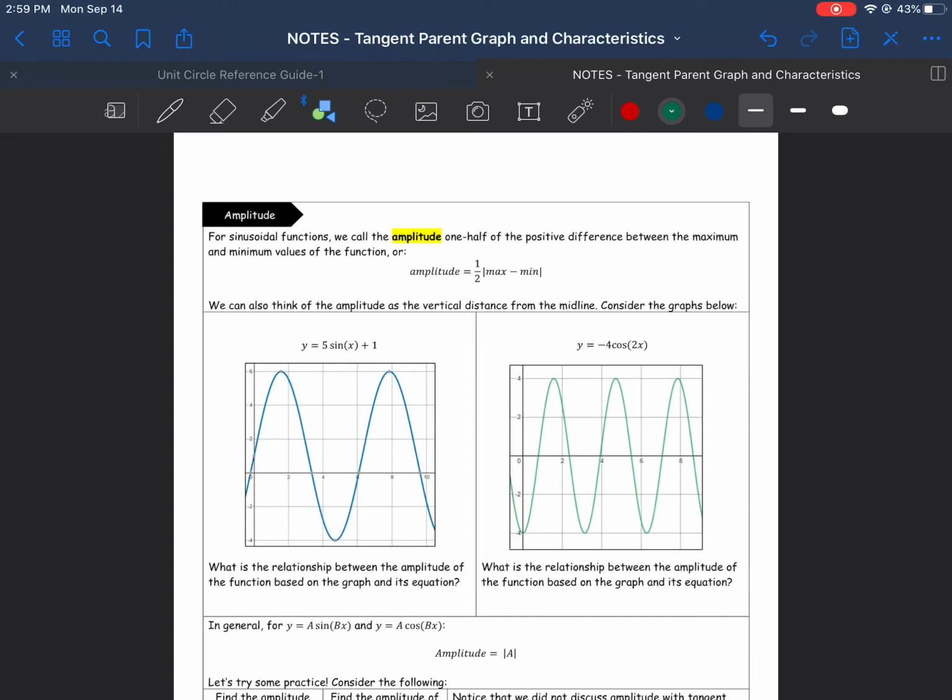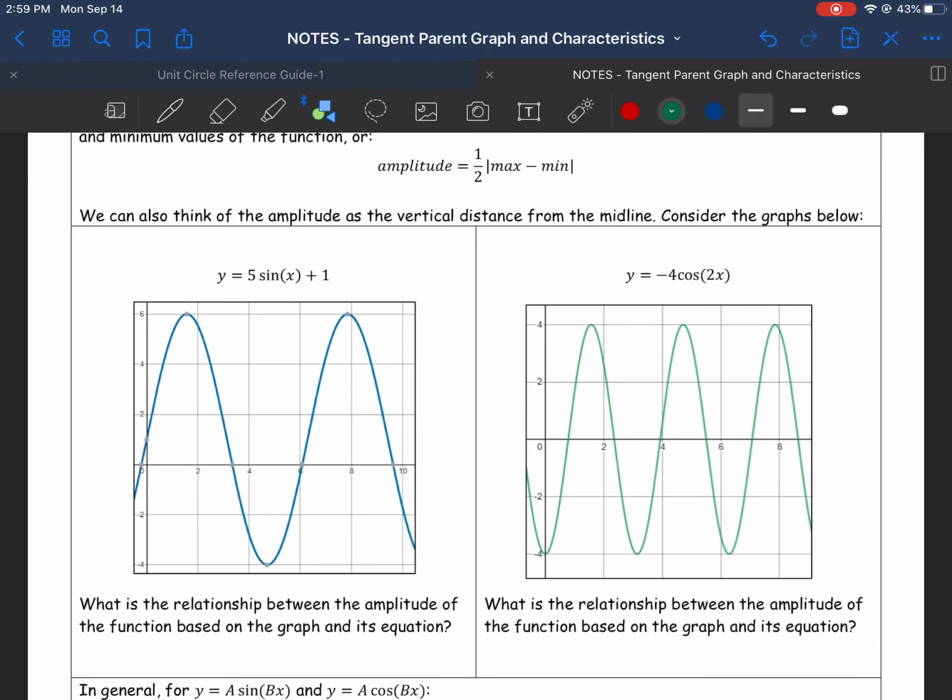All right. So now let's talk about the amplitude. For sinusoidal functions, we call the amplitude half the positive difference between the maximum and minimum values. So it's very similar to what we were just looking at for midline. When we looked at midline, we found the line that was half the distance between the max and minimum. So let's try this here with y equals 5 sine of x plus 1. If I went halfway between the maximum point, which is located up here at 6, and the minimum point, which is located down here at -4, that would put me exactly right here. So the midline looks like it's at y equals 1.